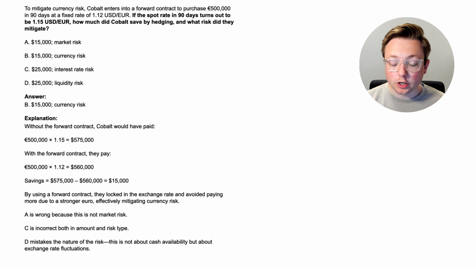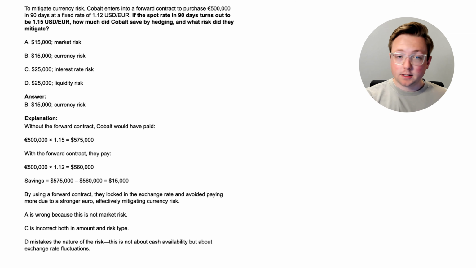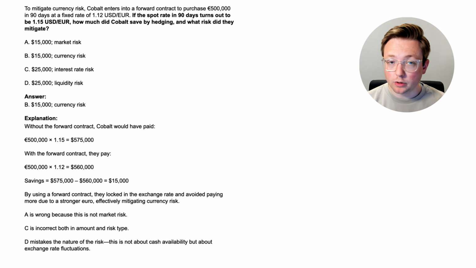By using a forward contract, they locked in the exchange rate and avoided paying more due to a stronger euro, effectively mitigating currency risk. Basically, the idea here is they made a promise to purchase euros at a certain rate because they knew that they were going to have to pay 500,000 euros in 90 days, but they were expecting euros to get stronger. So they set a contract so that they would pay 1.12 instead of whatever the rate was going to be in 90 days. Now, if they had been wrong, then they would have lost money, but in this case, they were right. The euro did strengthen compared to the US dollar.